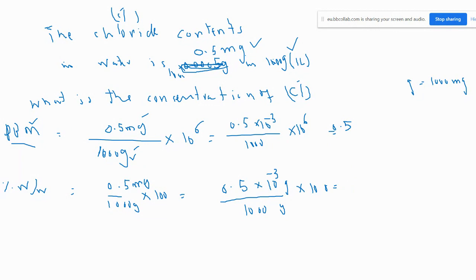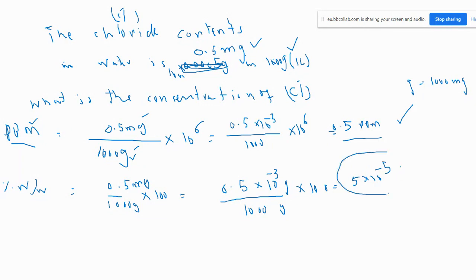Yes, 0.5. 0.5 ppm. Good. And the other one, times 100, would be 5 times 10 to the power minus 5. Yes, 5 times 10 to the power minus 5.